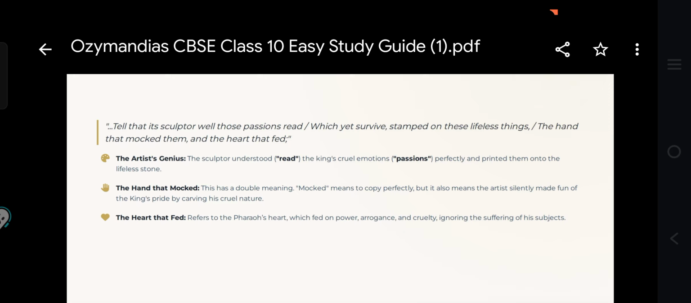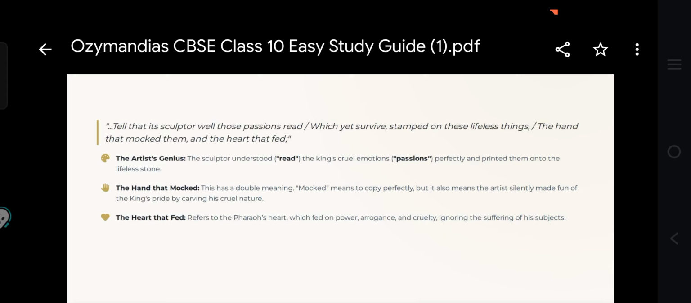Tell that its sculptor well those passions read, which yet survive, stamped on these lifeless things, the hand that mocked them and the heart that fed. Now, through this line, the artist's genius is depicted, means how perfectly he has made the statue. The sculptor understood the king's real emotions, cruel emotions, and perfectly printed them onto the lifeless stones. Means he created real expressions on the statue.